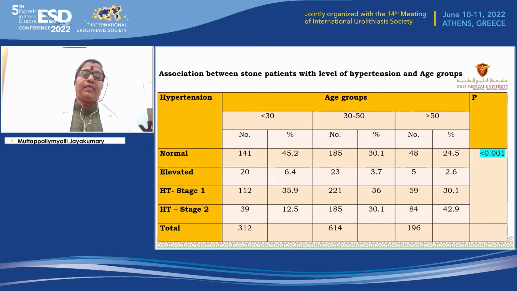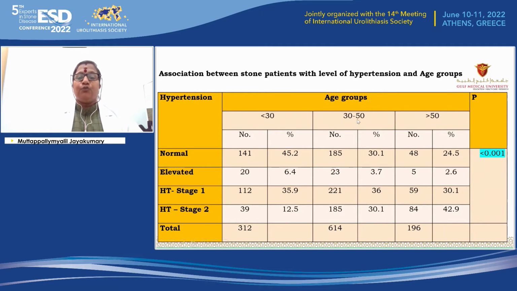This table shows the association between stone patients with different levels of hypertension and age group. The age was categorized into less than 30, 30 to 50 and greater than 50, and the blood pressure level into normal, elevated, stage 1, stage 2. In the less than 30 group, 45.2%, that is, 55% were hypertensives, and among them 35.9% were in stage 1 and 12.5% in stage 2.